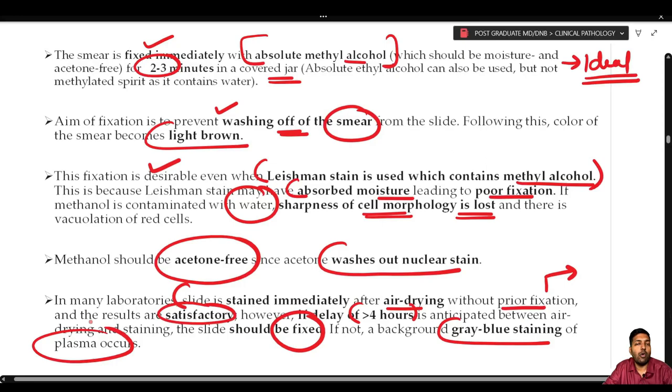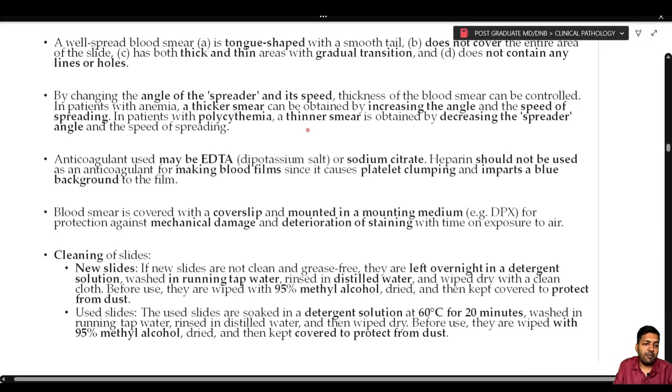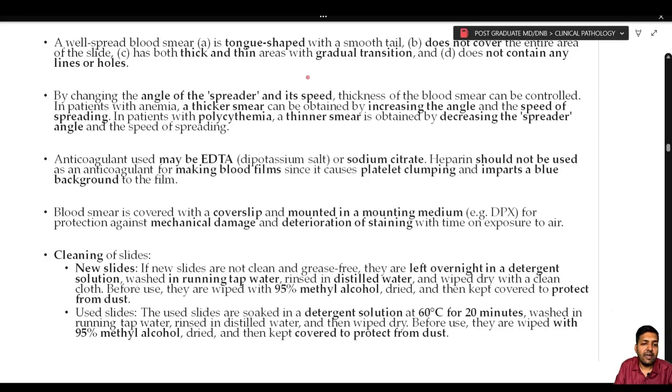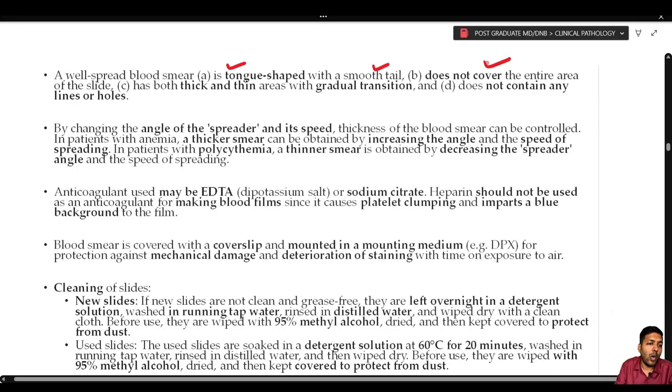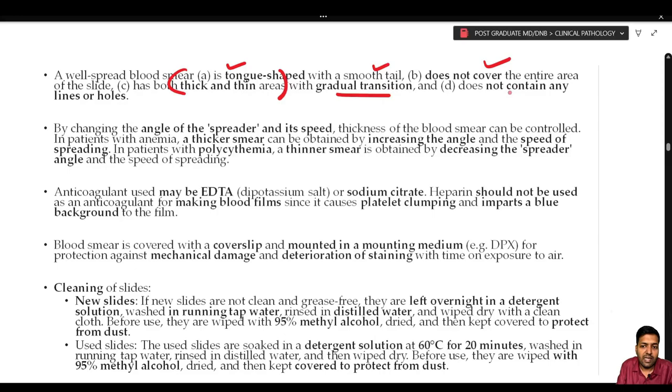So, a well spread blood smear. What are the ideal characteristics of a well prepared smear? It is tongue shaped and has a very smooth tail. It does not cover the entire area of the slide. It has both thick as well as thin areas with gradual transition. It does not contain any lines or any kind of holes. These are very important points. This is what an ideal smear should look like.